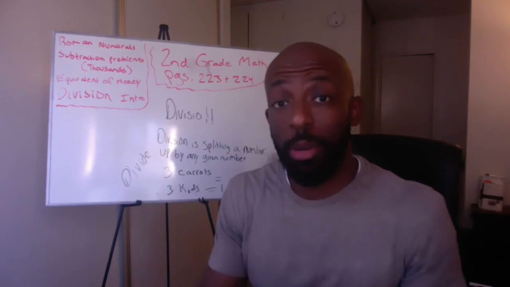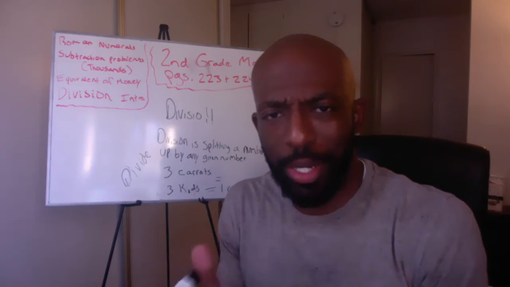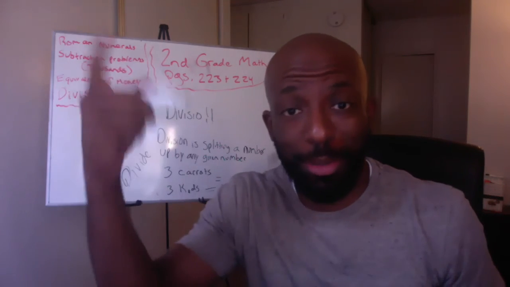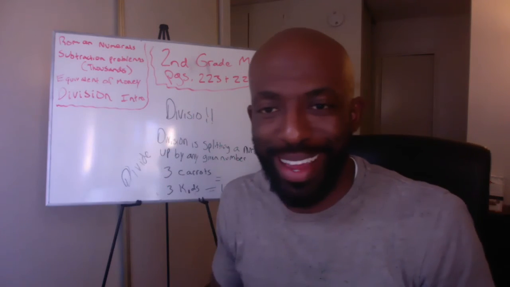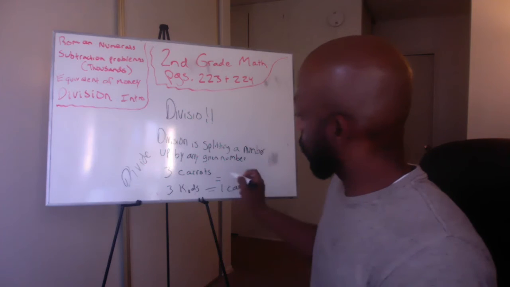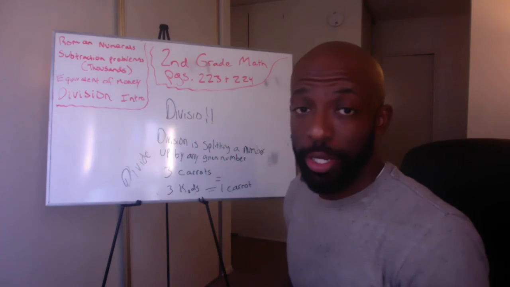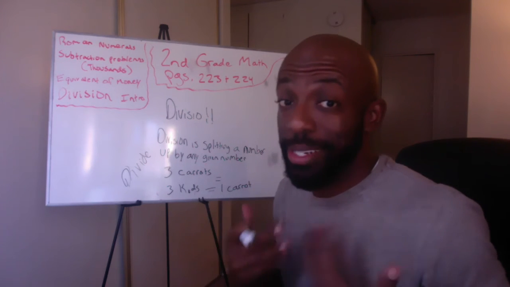Now, how did we come up with that? All right, guys, so here's how we did it. I had to pause my video because the helicopter was circling around, making noise outside. So what we had to do is you have 3 carrots, 3 kids. Each kid gets a carrot. And that is called division. We just did division right there.